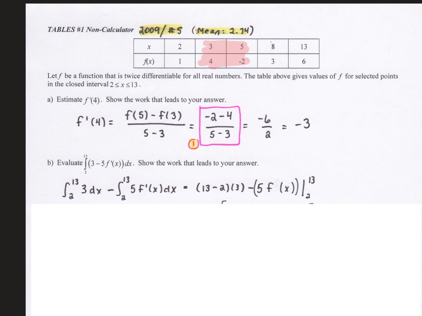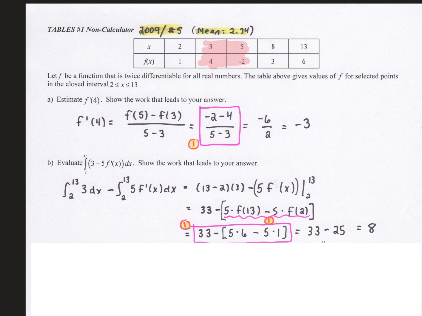This first integral is just the integral of a constant, so the 13 minus 2 times that value is how I evaluate that first integral. In the second integral, I know that the antiderivative of f prime is just f. So my antiderivative of 5f prime is this 5f of x. My limits move to the end, and now I'm ready to plug them in, which I've done in the next step. This first part of the problem ends up equaling 33, and then plug in the 13, plug in the 2. Evidence of using that fundamental theorem is going to earn you 1 point.